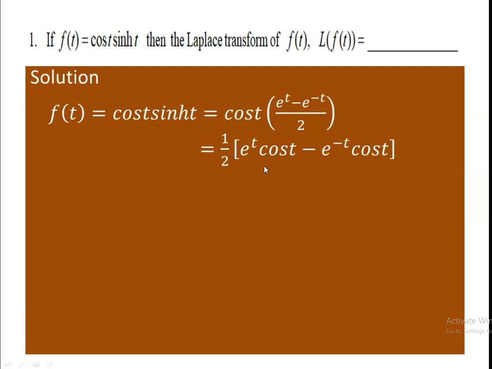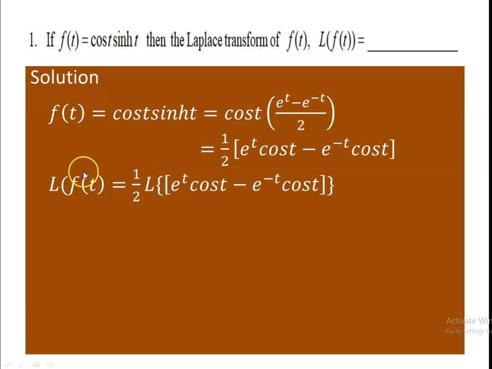As can be shown here, this is 1 over 2. Now this 1 over 2 is taken out, so cos t times e to the power of t minus e to the power of minus t times cos t comes. I simply multiplied cos t for each of these two. Now, what comes next: you are asked to find the Laplace of this function, so take the Laplace on both sides. The Laplace of the function f of t equals 1 over 2 times the Laplace of e to the power of t cos t minus e to the power of minus t cos t.